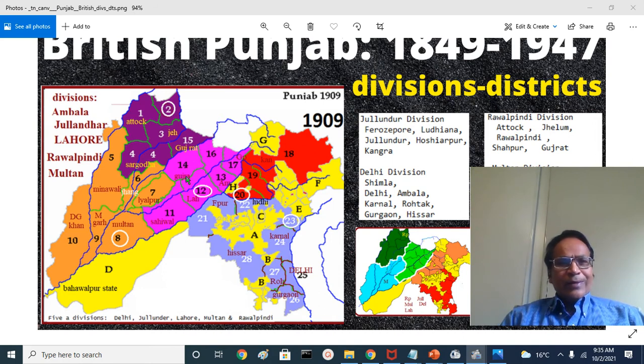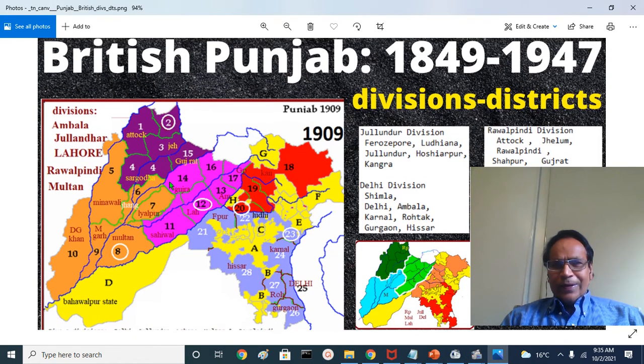This is Gujranwala district across Lahore district, across the Ravi. Then Shahiwal district and Layalpur district. This is about the Lahore division. And there is also Gujrat district. Sometimes it was in Lahore division, and here it was depicted as part of Rawalpindi division.